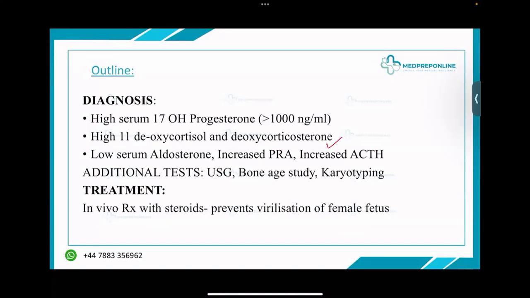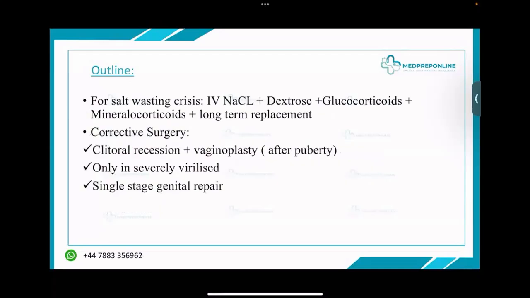Now, treatment, in utero treatment with steroids, it is still in an experimental stage. It can prevent the virilization of a female fetus if the diagnosis is done in the antenatal period. So for a patient presenting with a salt wasting crisis, again, the treatment will be intravenous sodium chloride, again, supplemented with dextrose. You supplement with everything that is deficient, basically. So you give dextrose, you give glucocorticoids, you give mineralocorticoids, as well as this patient will require long-term replacement.